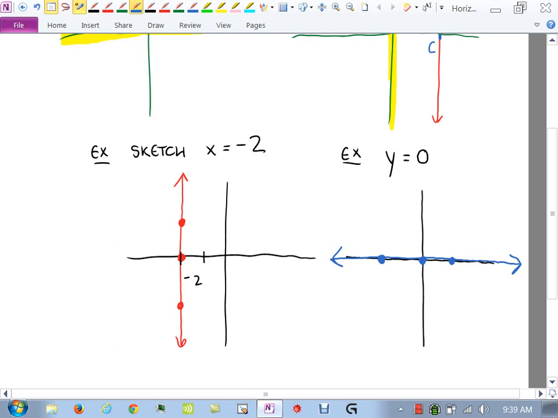Now, had that been y equals, let's say, 1, then it would have been a horizontal line, just moved up 1, right? The whole thing would be up 1 instead. Is that okay? Y'all have any questions on that? Okay, let's move on then to 3.3.